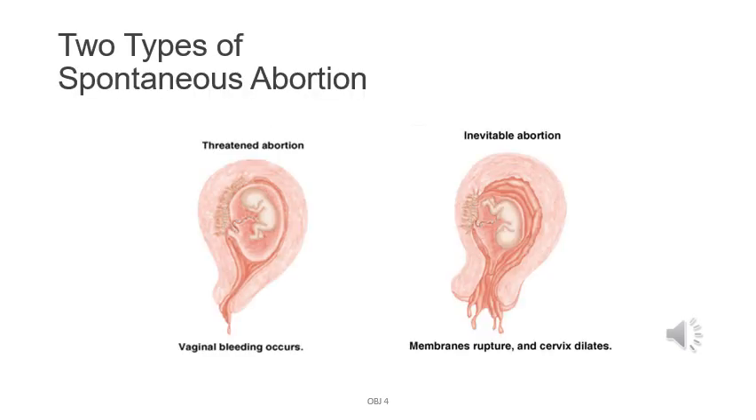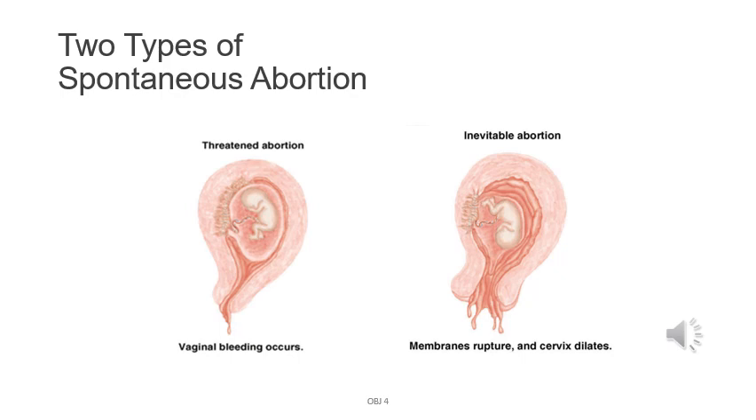So this slide will talk about threatened abortion and inevitable abortion. With a threatened abortion, you will have vaginal bleeding occurring. This does not always end in a loss, but it's a threatened AB. Okay? And again, these will usually occur in the first 12 weeks. With a threatened AB, the HCG will be decreased, but again, it doesn't always automatically end in a loss.